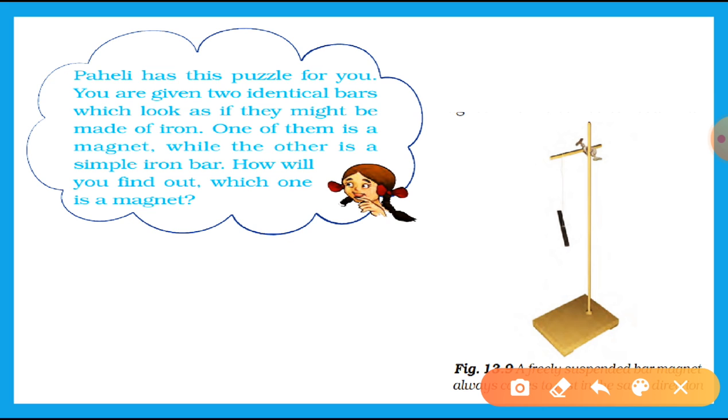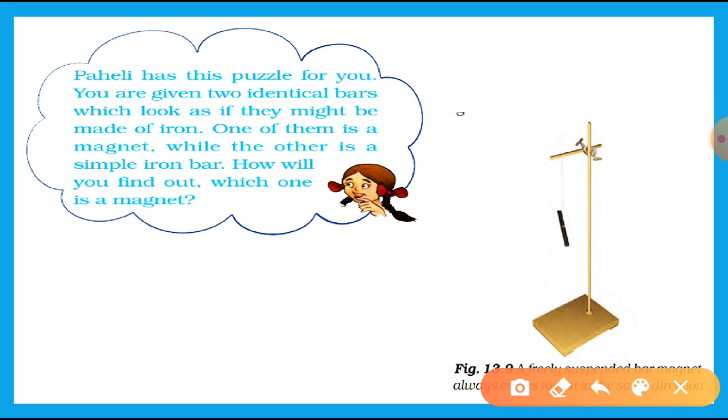It's very simple, students. There are many ways in which you can find out whether the two things are magnets or not. You can use an iron strip or a bar magnet, and you can use other magnetic materials. If it attracts, obviously that will be a magnet. If not, then it's a simple iron bar.